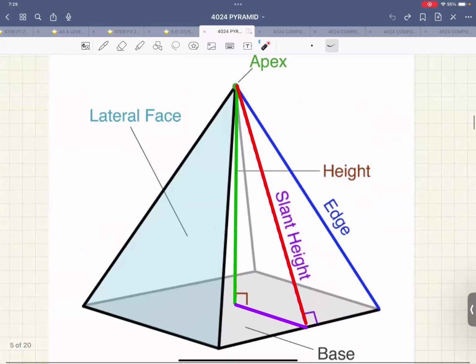Another diagram, that's called the apex or the zenith. And again, this is the height. This is the base. There is a length on the base, and this is the slant height. This is called the edge.